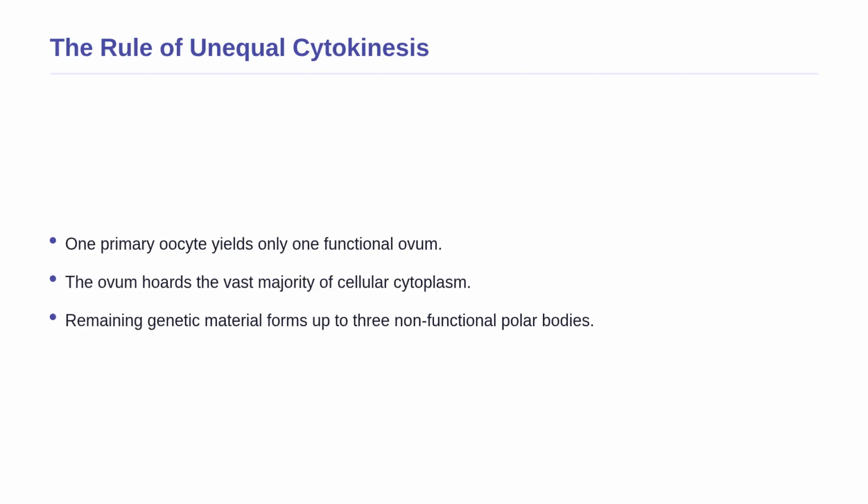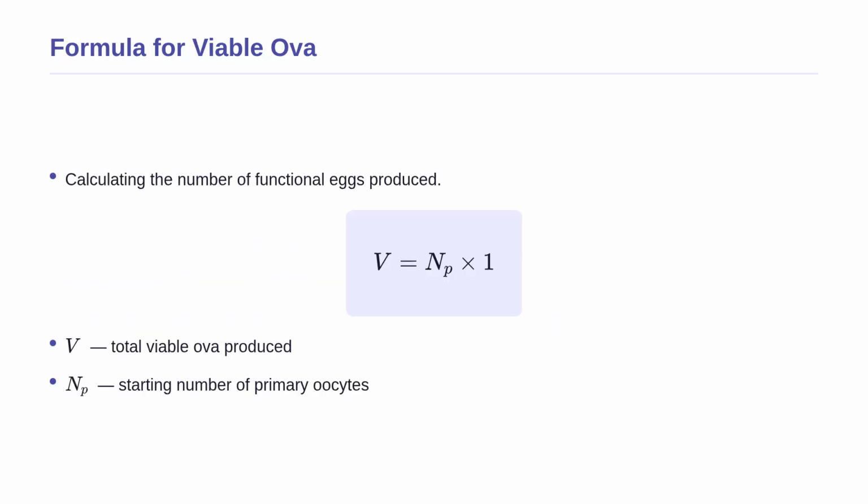The remaining genetic material is cast off into up to 3 non-functional polar bodies. This monopoly on nutrients is essential to support the early stages of an embryo's life. This biological rule of unequal cytokinesis leads us directly to the mathematical formula for calculating cellular yield.